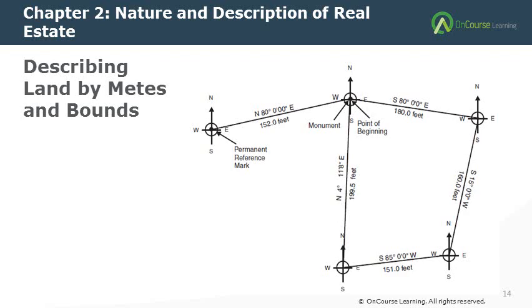Along the bottom, 85 degrees west of south for 151 feet. And then along the left-hand side of the parcel, it's 4 degrees, 11 minutes, and 8 seconds east of north for 199.5 feet. And then it ends again at that point of beginning.